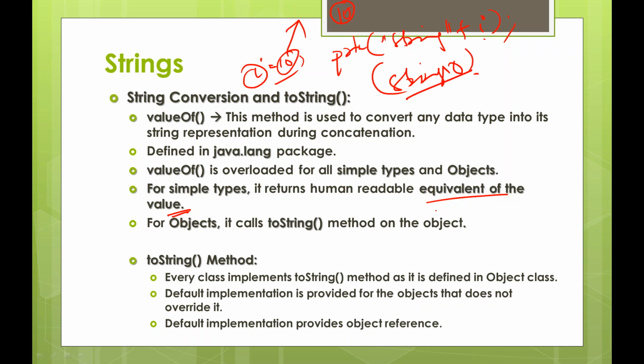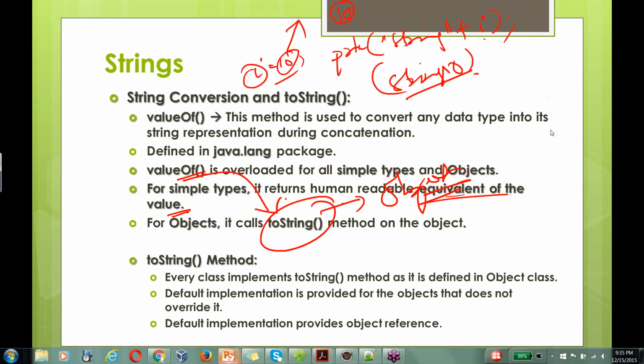Okay, but for objects, the valueOf method will call the toString method. Okay, valueOf method will call toString method. So this is defined in your Object class. So let us see what is the functionality of that one.